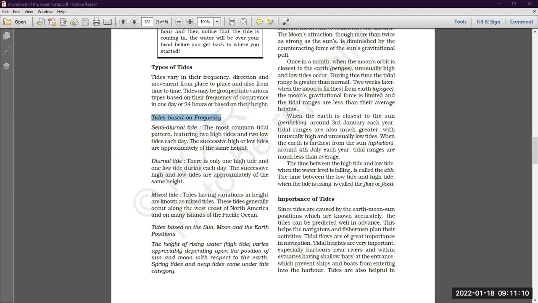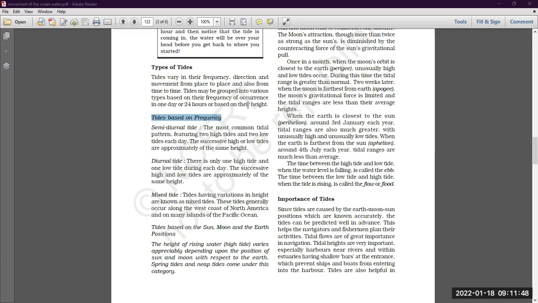That's why these are known as mixed tides, and they generally occur on the west coast of North America and on many islands in the Pacific Ocean. So, near many islands of the Pacific Ocean and on the west coast of North America, which also faces the Pacific Ocean. On the east coast of the North American continent there is the Atlantic Ocean, and on the west coast there is the Pacific Ocean. So mixed tides generally occur in the Pacific Ocean near the west coast of North America and on many islands of the Pacific Ocean.